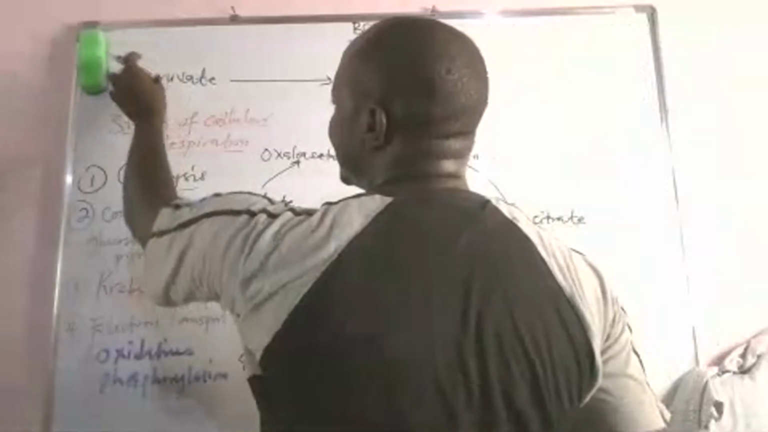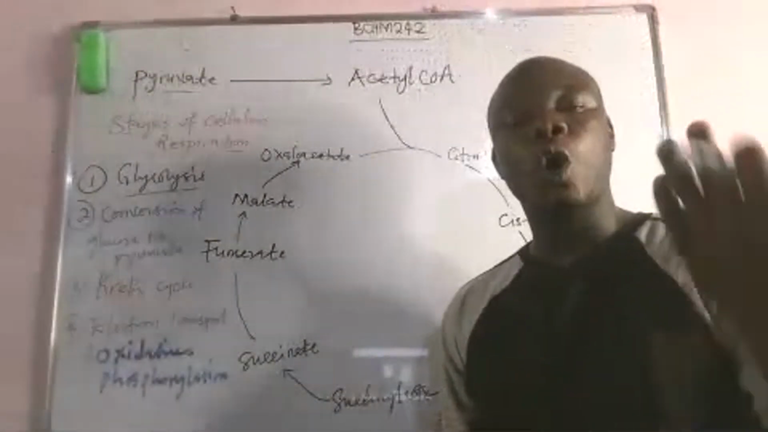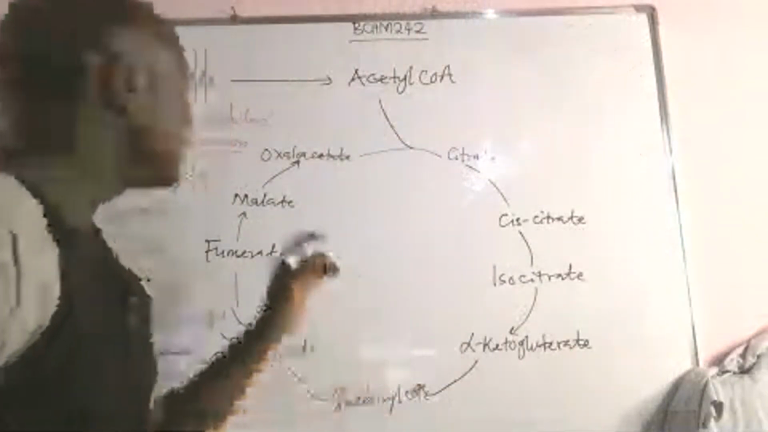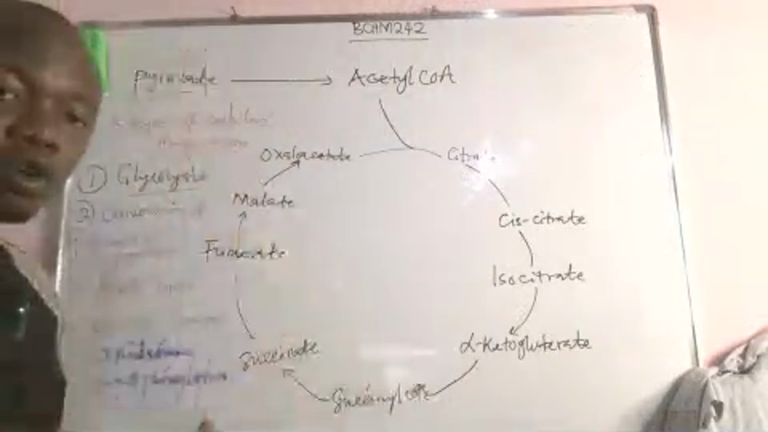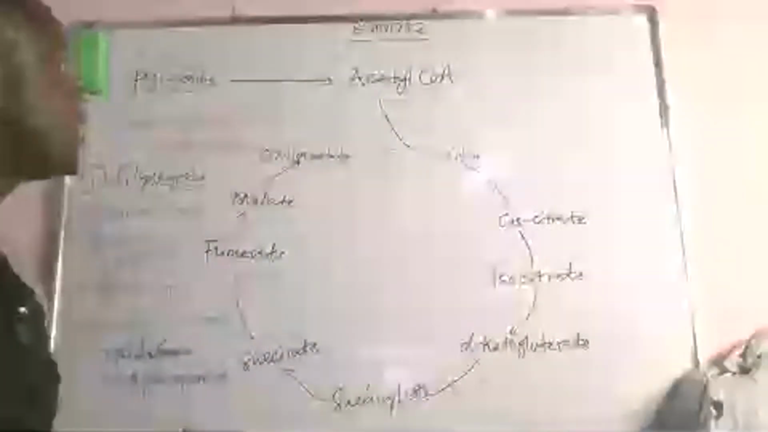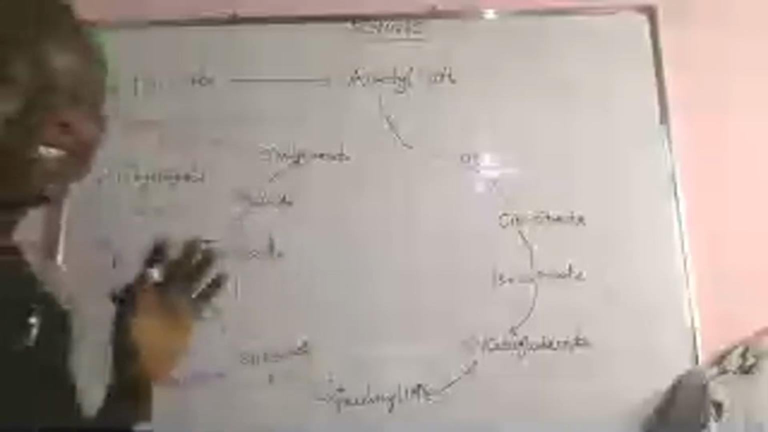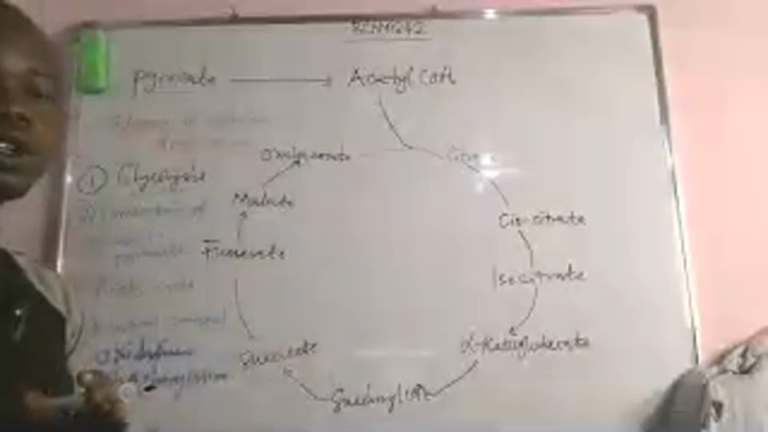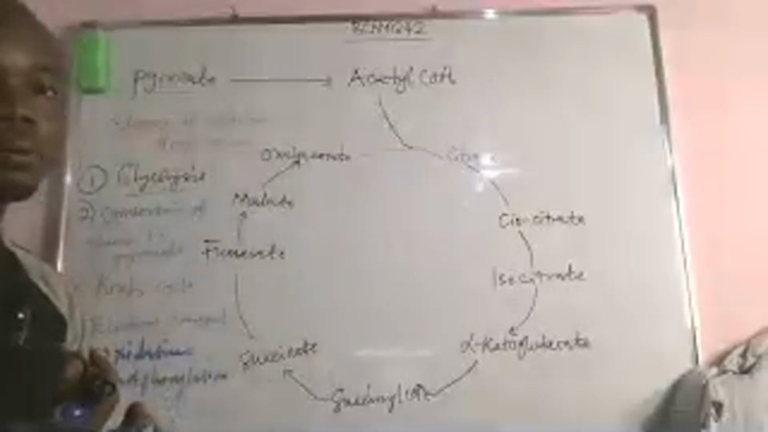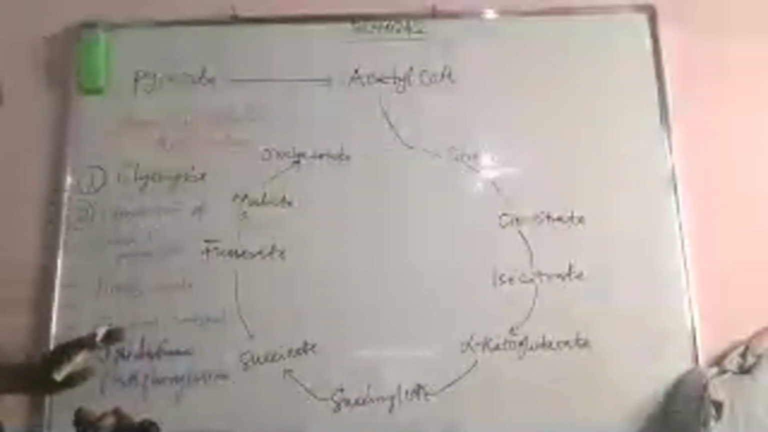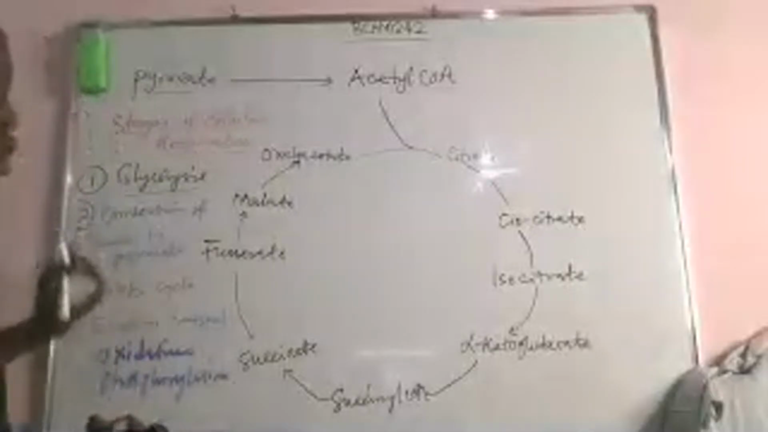But of course, the citric acid cycle occurs in the mitochondria. So the pyruvate generated in the cytoplasm must be transported to the mitochondria, because that is exactly where the citric acid cycle occurs. Please put this at the back of your mind: the Krebs cycle takes place in the mitochondrial matrix.